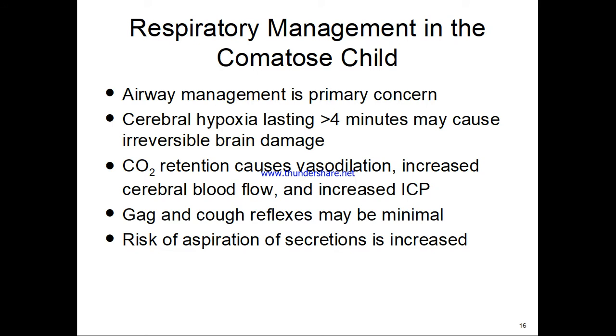vasodilation and increased cerebral blood flow and increased ICP. So for this reason, we're going to want to have good ventilation, and we're going to want to check our blood gases to verify that on the ABG. Cough and gag reflexes may be decreased, and there is a risk of aspiration of secretions increased during coma. However, if there's an increased ICP, we're going to want to be very careful and judicious with how and when we suction so as not to irritate and raise the ICP further.